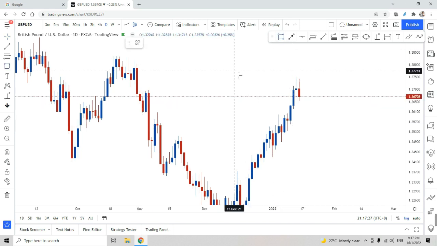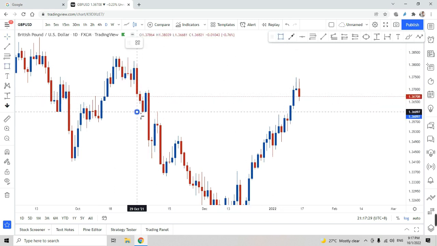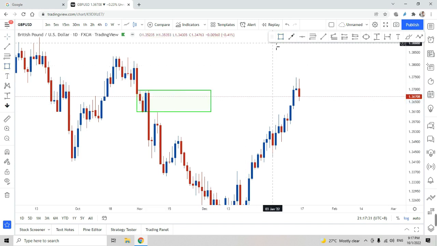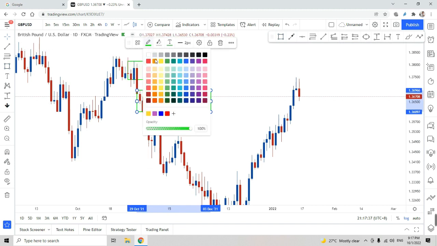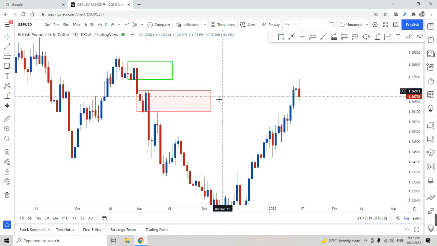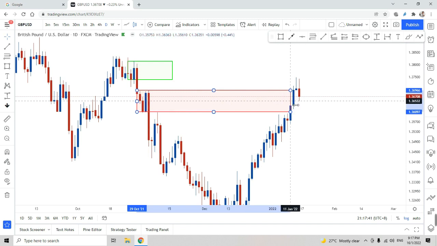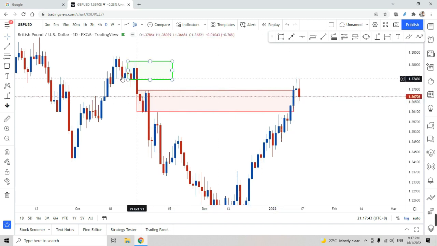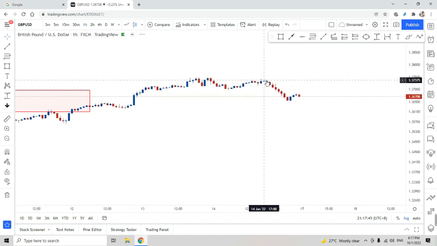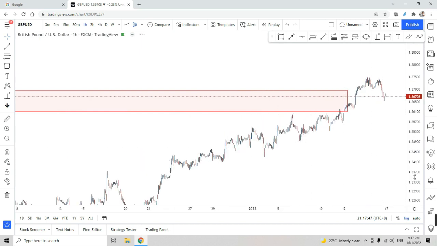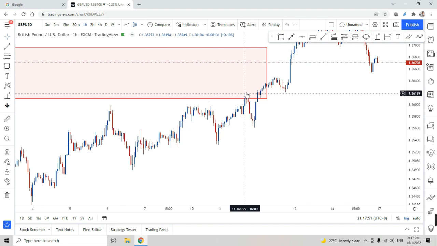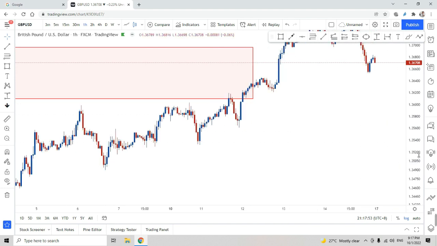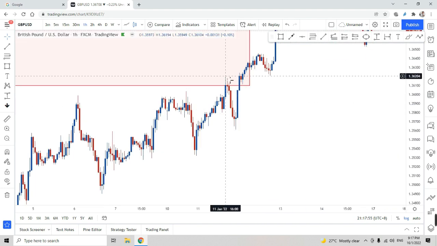You have two zones, very obvious two zones. One is over here, the other one is over here. I'm going to change the color so that it's easier for us to recognize. I put this in red color. So the red color zone first. Let's talk about the red color zone. If you look at it, the price came into this zone.